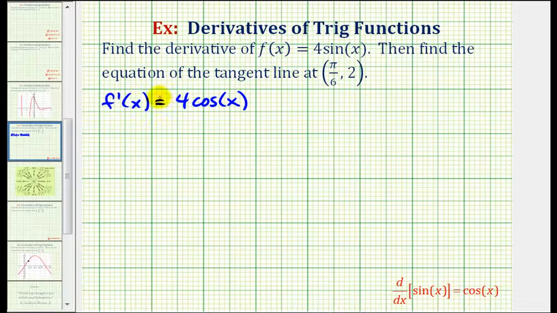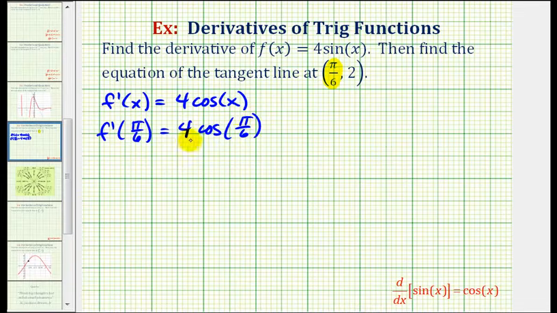And now to find the equation of the tangent line at the given point, we need to find the slope of the tangent line, which we can find by evaluating the derivative function at x equals pi over 6. So the slope of the tangent line will be equal to f prime of pi over 6, which is equal to 4 times cosine pi over 6.